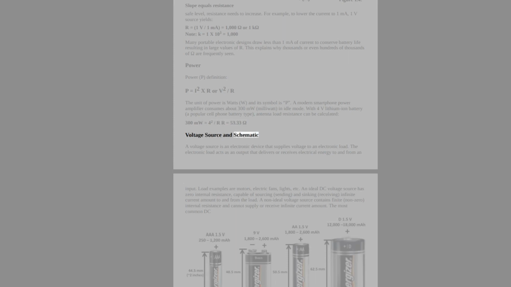Voltage source and schematic. A voltage source is an electronic device that supplies voltage to an electronic load. The electronic load acts as an output that delivers or receives electrical energy to and from an input. Load examples are motors, electric fans, lights, etc. An ideal DC voltage source has zero internal resistance, capable of sourcing, sending, and sinking, receiving, infinite current amount to and from the load. A non-ideal voltage source contains finite, non-zero, internal resistance and cannot supply or receive infinite current amount.